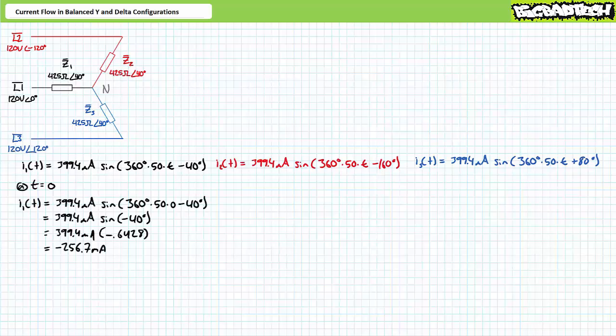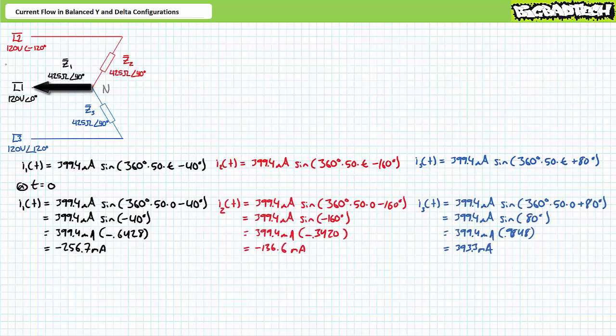At t equals 0, we initiate our analysis. Substituting t equals 0 milliseconds into the time-variant expression for I1 yields 399.4 milliamperes times the sine of negative 40 degrees. Sine of negative 40 degrees, negative 0.6428 times 399.4 milliamperes yields roughly negative 256.7 milliamperes, where the negative sign indicates current is leaving impedance C1.